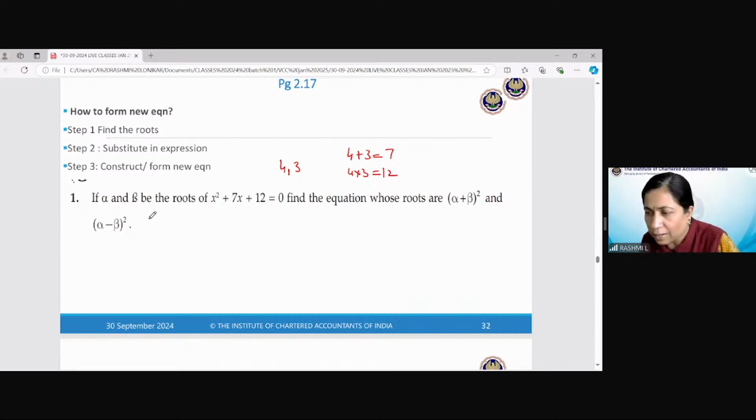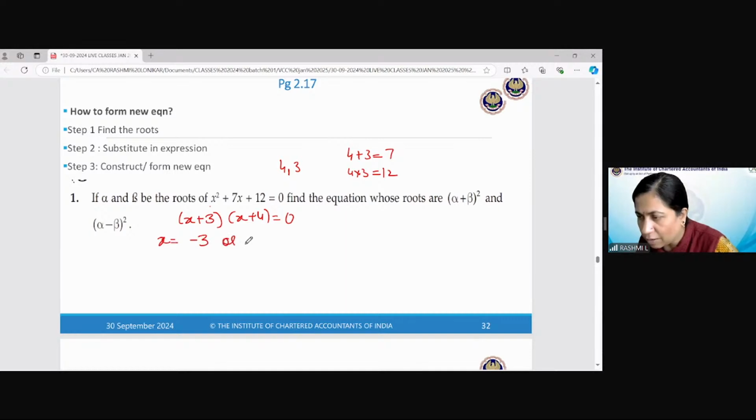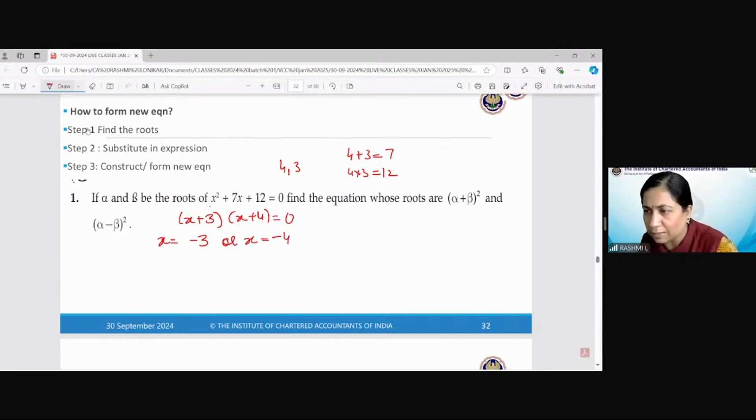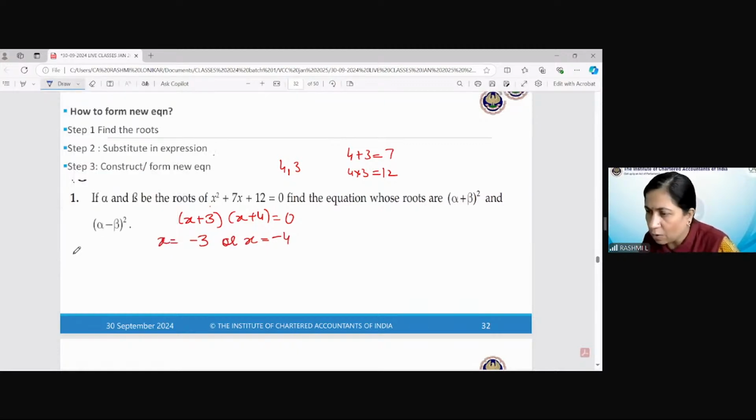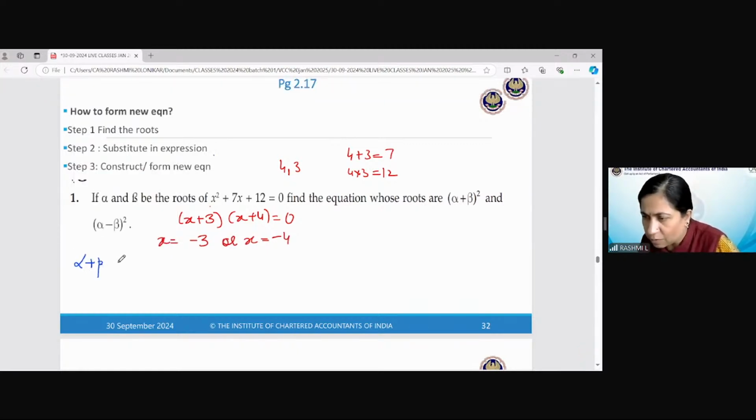So how can I write this? This is written as x plus 3 into x plus 4 is equal to 0, right? This quadratic can be written as x plus 3 into x plus 4 is equal to 0. So x is equal to how much? Minus 3 और x is equal to minus 4, है ना? ये तो हमें पहले से आता ही है. So now what do I want? Alpha plus beta. So let this be equal to alpha.